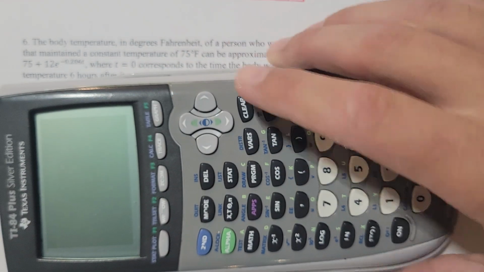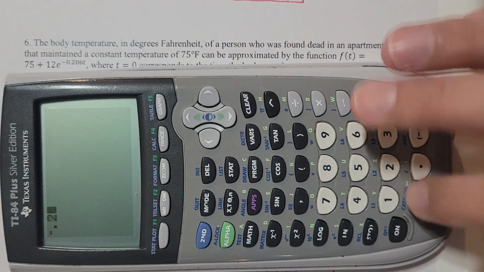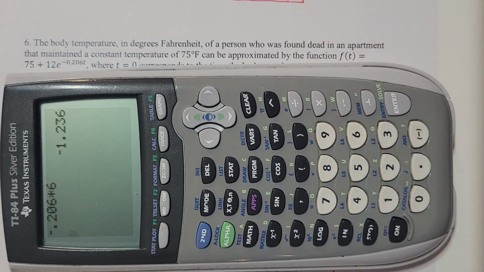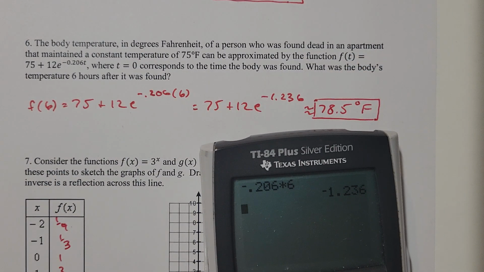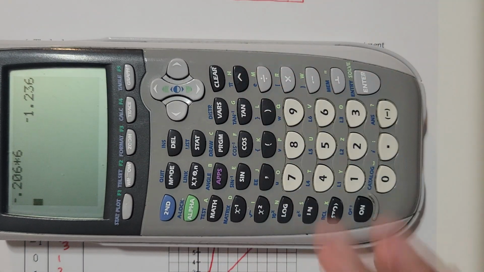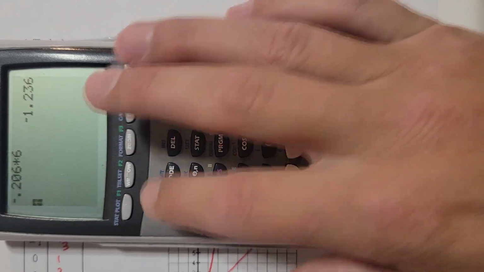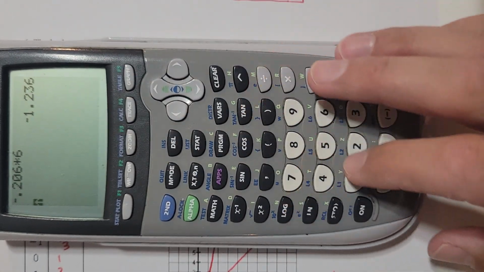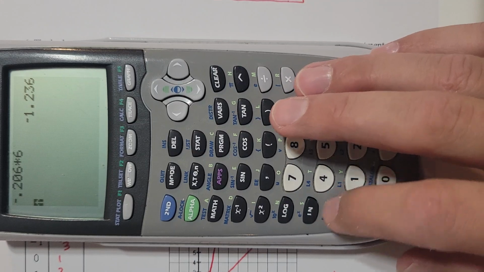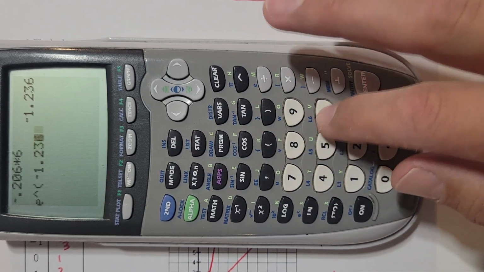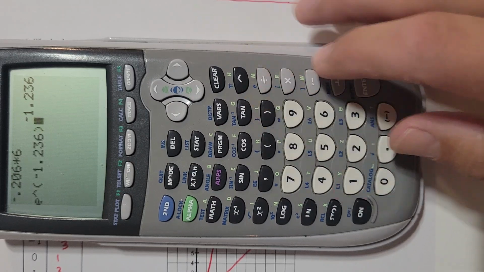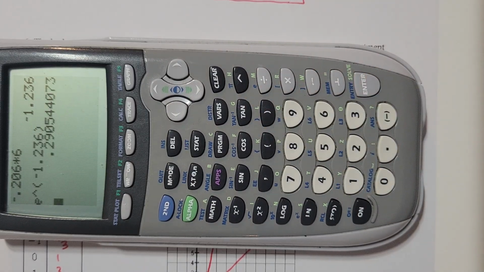So negative 0.206 times 6 is negative 1.236. That's what I'm getting there. So then I need to raise e to the power negative 1.236, and then hit enter.